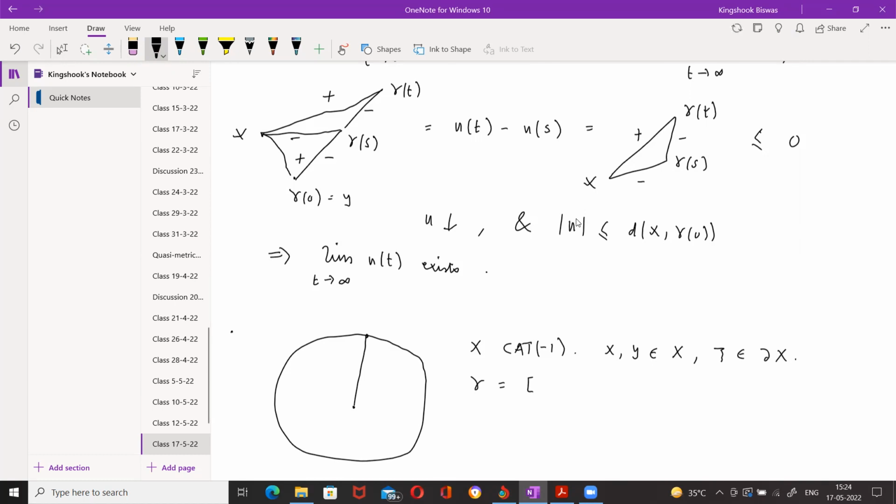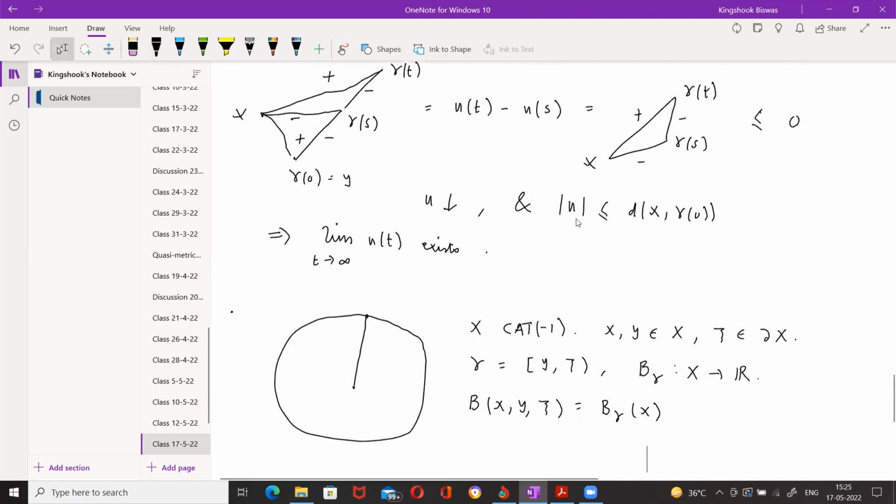Then I can take gamma to be the geodesic ray from y to xi. And then I get a Busemann function, b gamma, from X to R. So then I can define b of x, y, xi to be this b gamma of x.